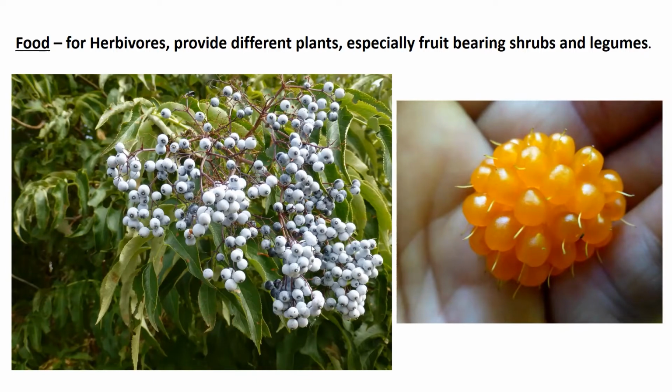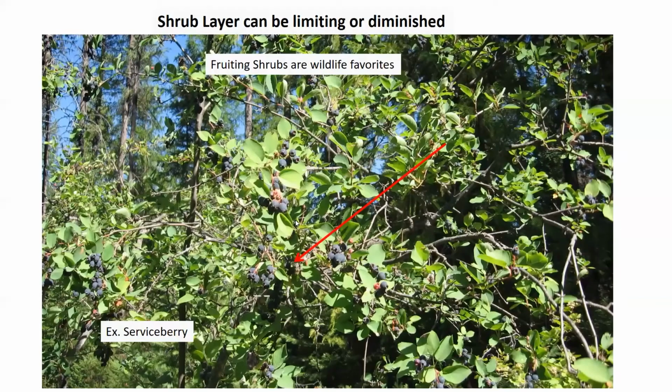So for herbivores, meaning animals that eat plants, we want different plants. We want different things out there. And fruit-bearing shrubs and legumes, and I don't have a good picture of some clovers or something like that, are particularly rich food sources for many of our wildlife species that are adapted to our forest environment.